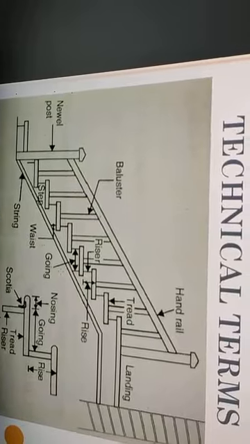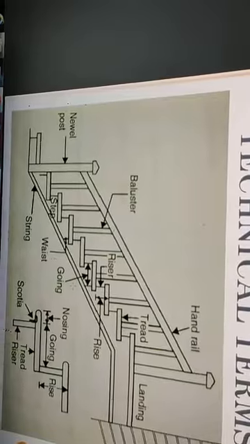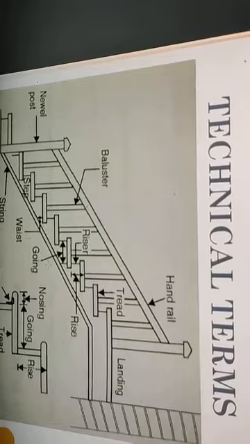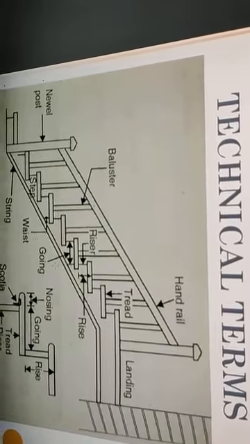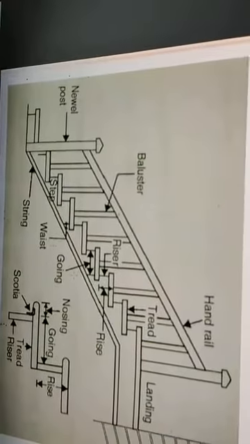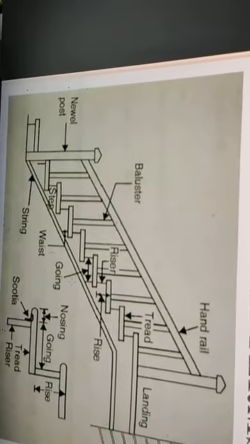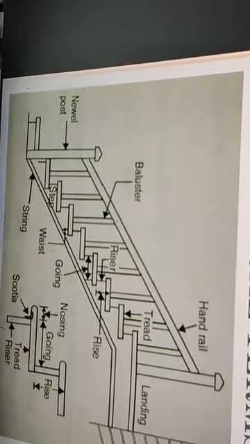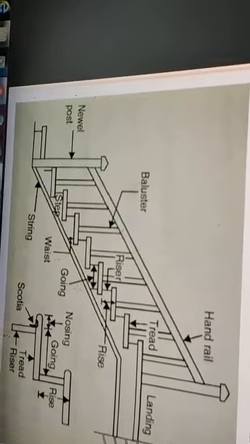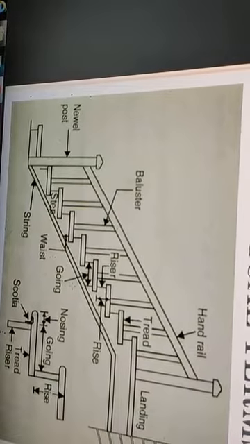Another requirement of a good staircase is the pitch of the stair. Pitch should be limited to 30 to 45 degrees. And what is the headroom? We discussed earlier. Height of headroom should not be less than 2.1 or 2.3 meter, that means 210 centimeter to 230 centimeter. And a stair should always be provided with a balustrade, right?